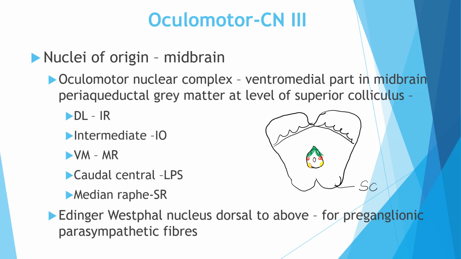Now the oculomotor nuclear complex is divided into different parts. One is dorsolateral part, which supplies inferior rectus, the intermediate part which supplies inferior oblique, ventromedial part which supplies the medial rectus, the caudal central part which supplies the levator palpebrae superioris, and the median raphe nucleus which is for the superior rectus.